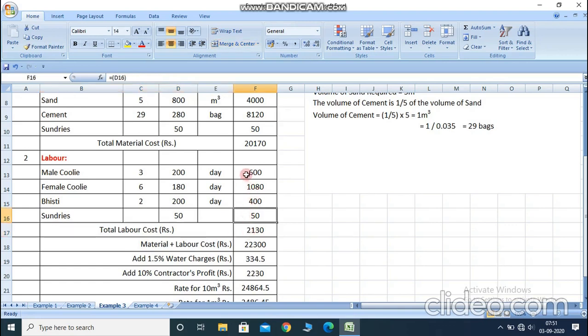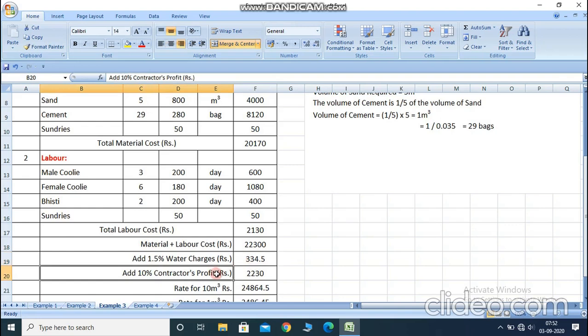So the total labor cost is 600 plus 1080 plus 400 plus 50, so the total labor cost is 2130 rupees. So material plus labor cost is 20,170 plus 2,130, which is 22,300 rupees. Now here water is required, so we include the 1.5% water charges. So 22,300 multiplied by 1.5%, so we got the value 334.5, and we include 10% contractor profit.